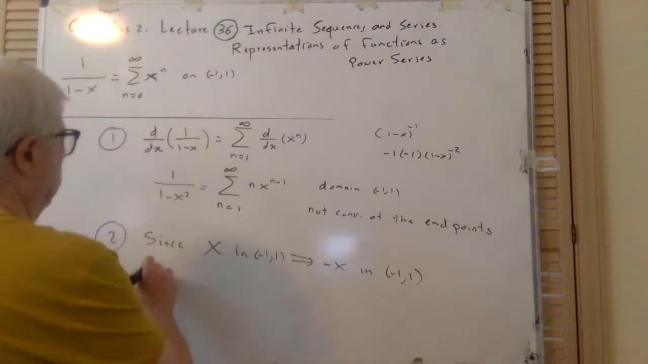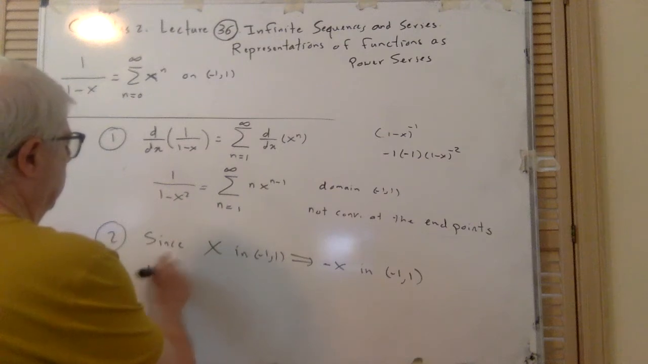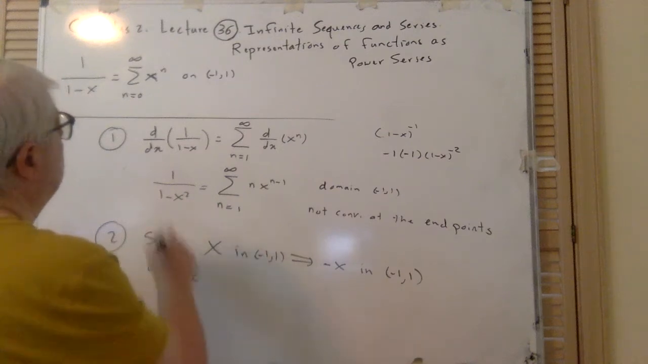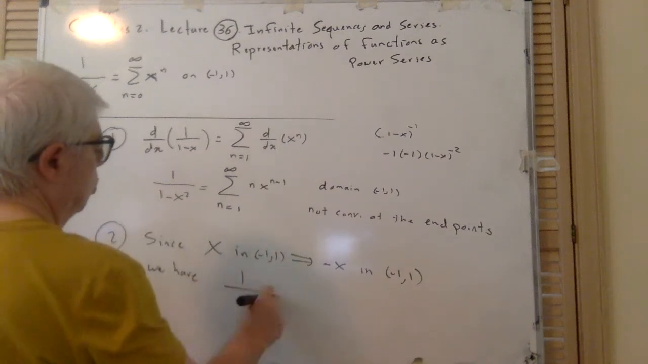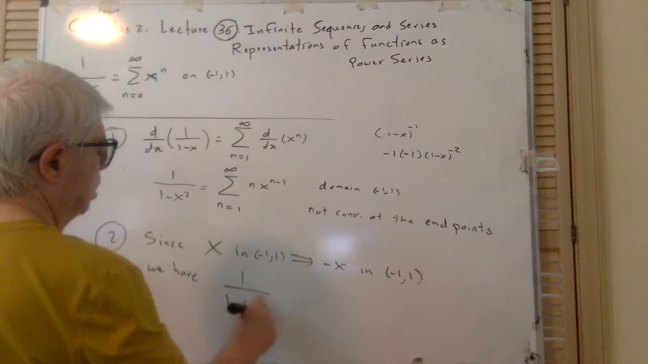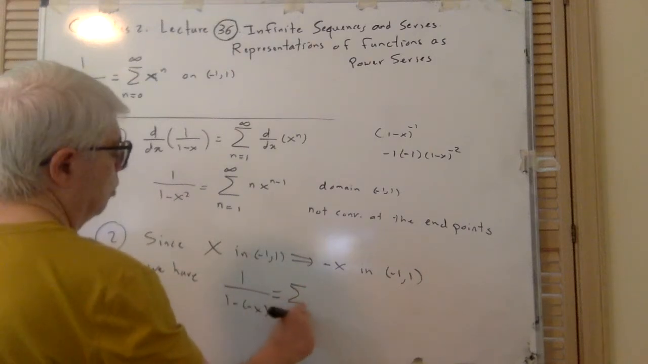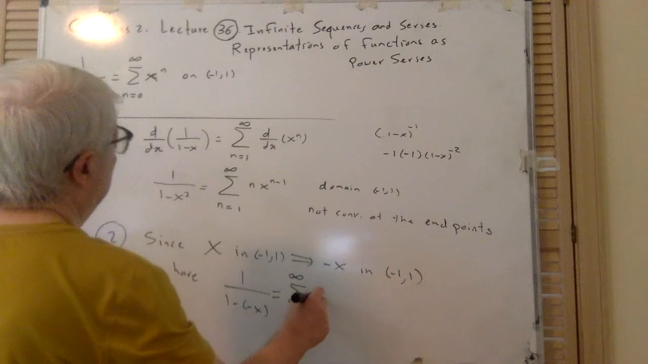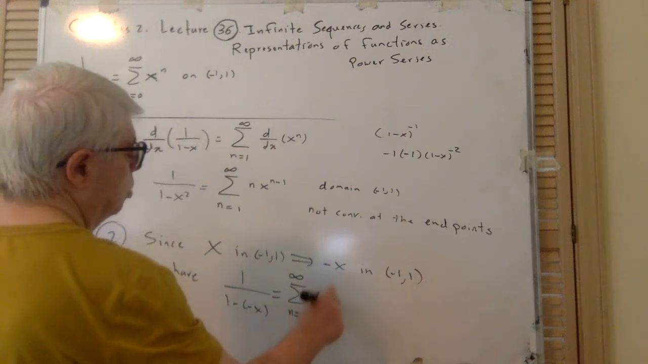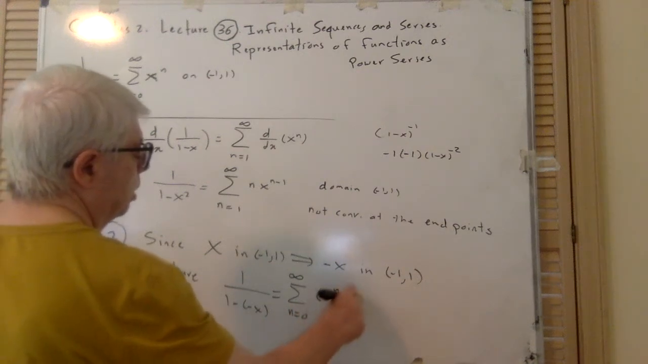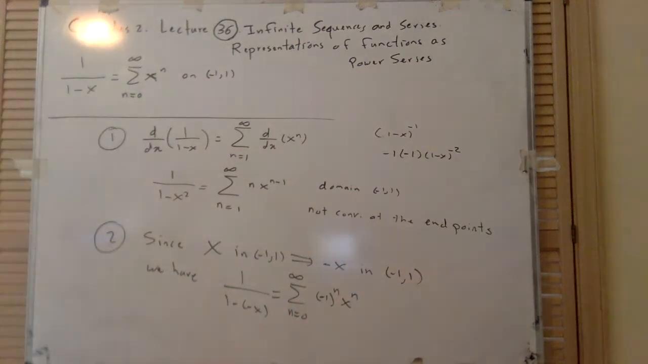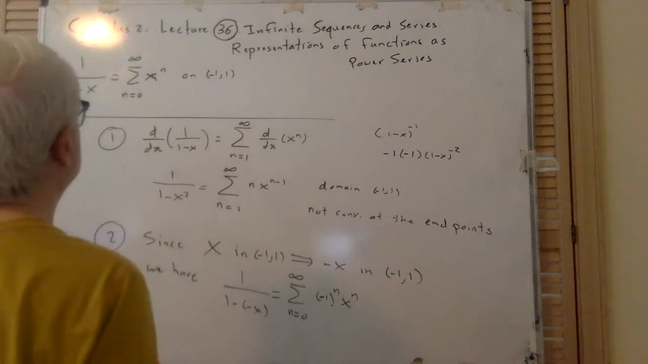So if I replace that, 1/(1 minus x), this should have the same interval of convergence, and I will get (-1)^n x^n, because that's (-1)^n. So let's write this one.